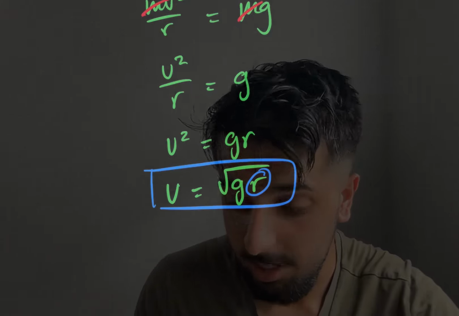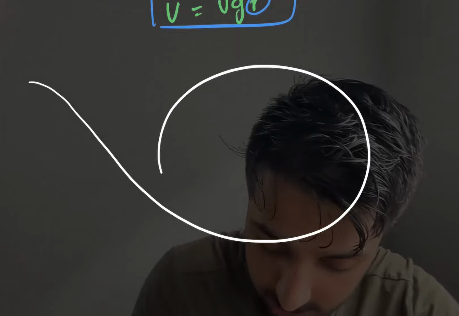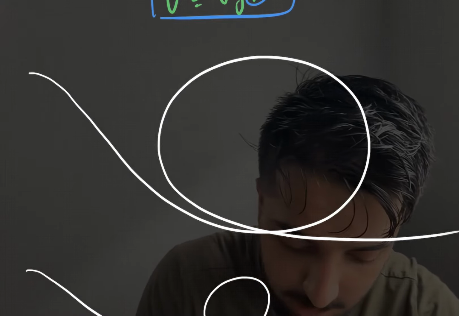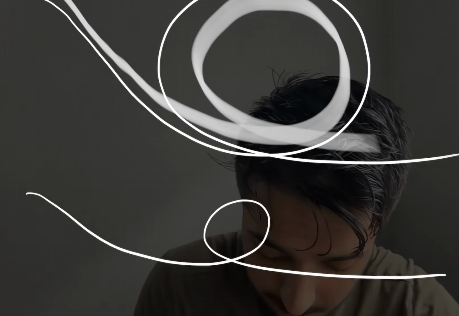Now, this actually makes intuitive sense if we think about two vertical loops, one massive one like this, and then one very small one like this. We can imagine that the minimum speed required to go all the way around this big one is going to be a lot larger than the minimum speed required to just go around that tiny one right there.